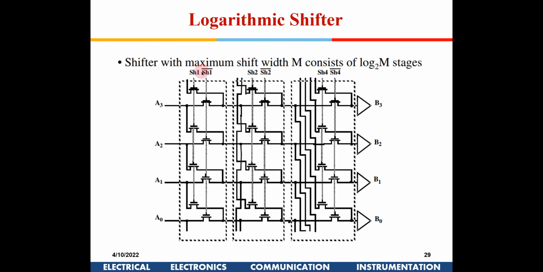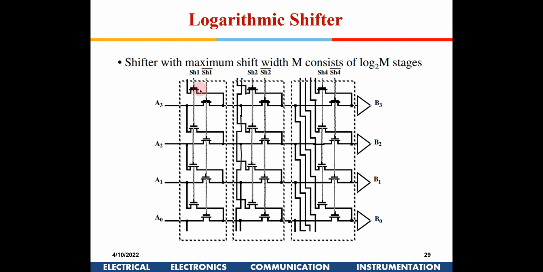So what is the application of the 2 shift lines? With 2 bits I can have a total of 4 different kinds of shift. If I have 0 0, A0 will be brought to B0. If I have 0 1, I will have A1 being brought to B0. If I have 1 0, I will have A2 being brought, and if I have 1 1, I will have A3 being brought to B0.